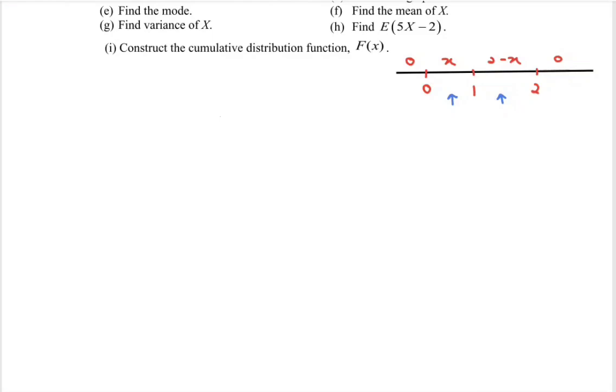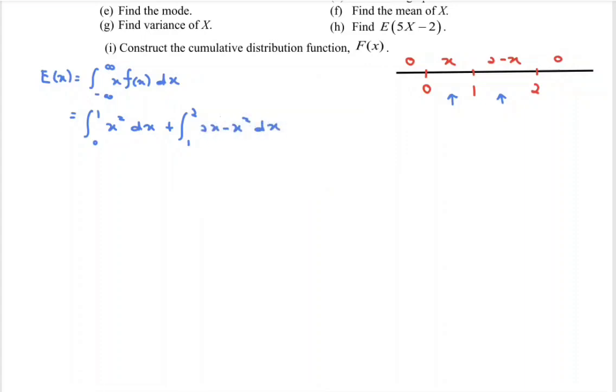Next is to find the mean. Integrate, start from 0 until 1, multiply the function with the x, so here we have x squared dx. Plus, integrate, start from 1 until 2, multiply the function and we will have 2x minus x squared with respect to x. Next is to integrate: x to the power of 3, bracket, we have 1 over 3, bracket 1, 0. Plus, we have x squared minus x to the power of 3 over 3, bracket, we have the 2 and the 1. Continue the situation.